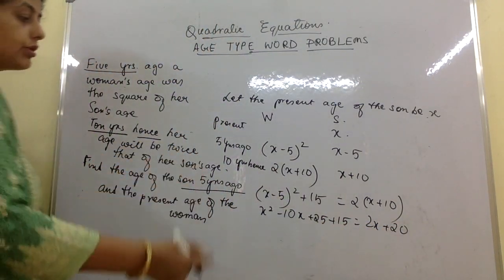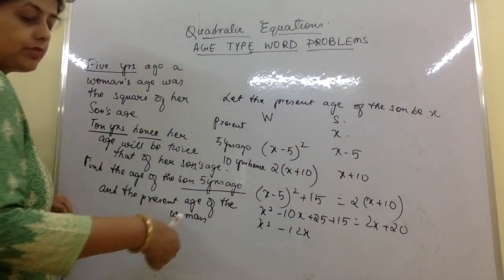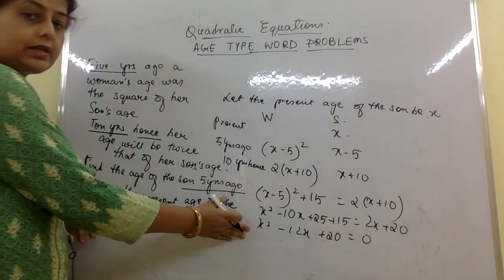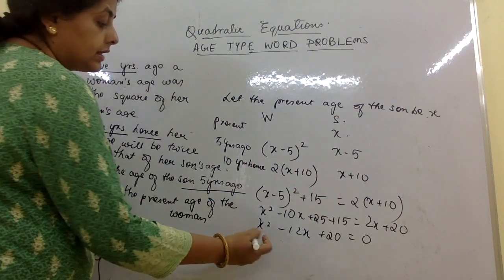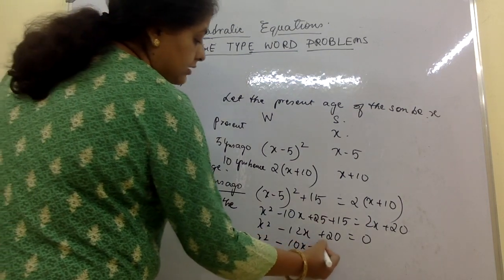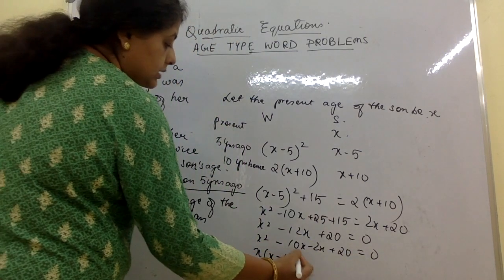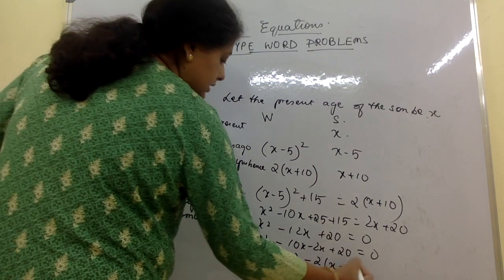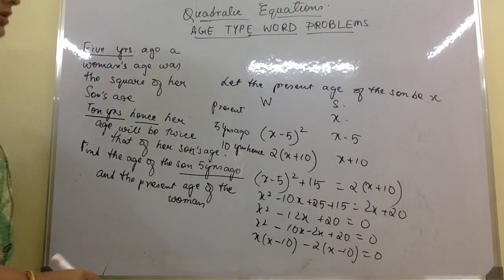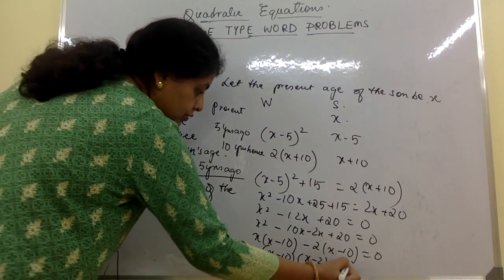I am only putting it in the quadratic form. x square minus 12x, and this is 40 and 20, so it is a plus 20, which is equal to 0. So this is my quadratic equation formed. Now I will be factorizing it. So here when I factorize, it is x square minus 10x minus 2x plus 20 is equal to 0. So middle term factorization, x minus 10, minus 2 (x minus 10), factorization done. Okay, now what I shall be doing here is (x minus 10) and (x minus 2) is equal to 0.